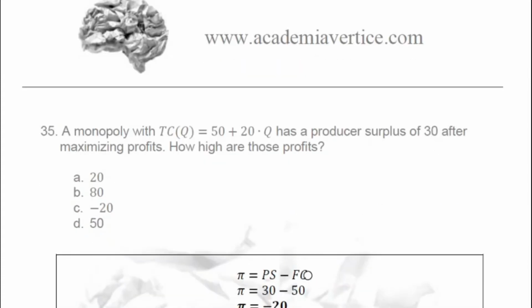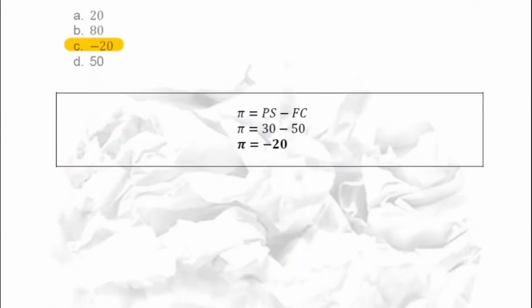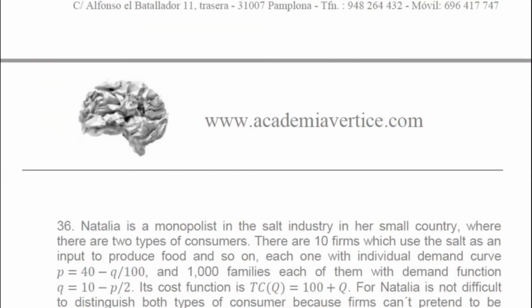So the profits, you must remember this, profits are producer surplus minus fixed costs. Then producer surplus is 30, fixed costs are 50, then profits are minus 20. Well, I like this type of questions. I hope if you find this type of questions in the exam or wherever, you know how to answer them.